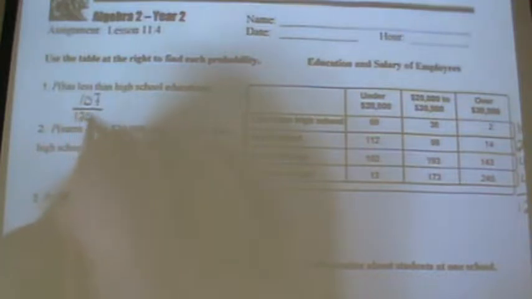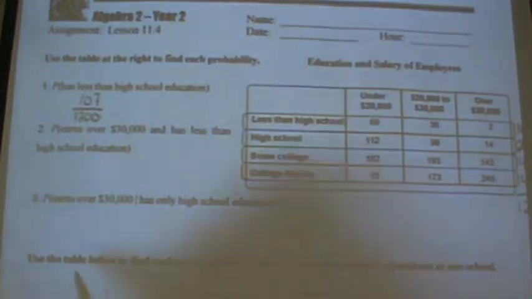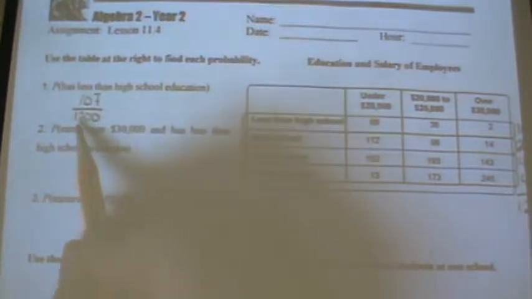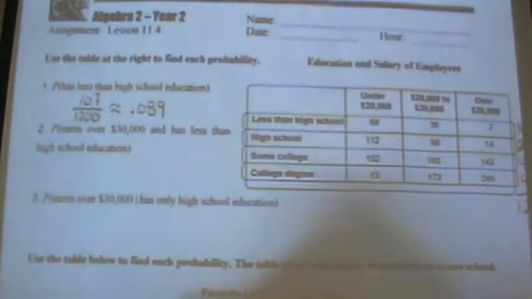So probability of 1 for having less than a high school education is going to be that 107 divided by the 1,200, which was our total. So all of the less than high school education people over the total number of people. And we'll get a decimal, and we get 0.089, which we can then change to a percent, which is 8.9%.